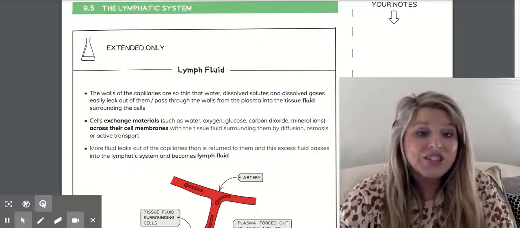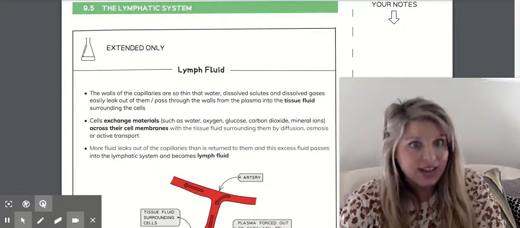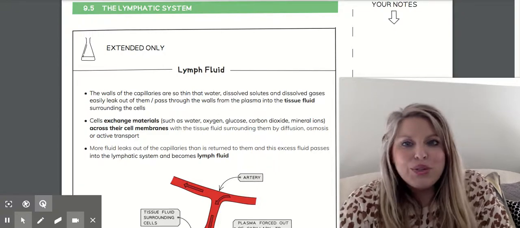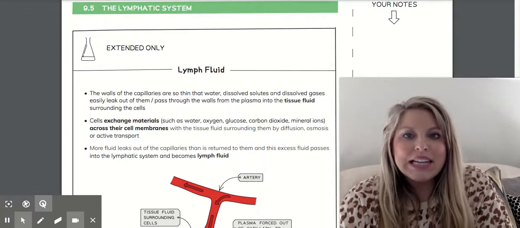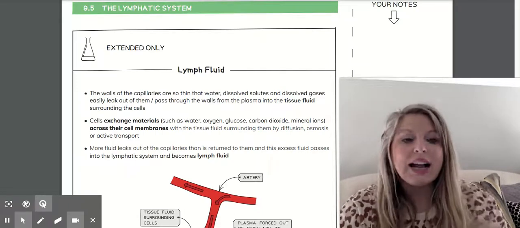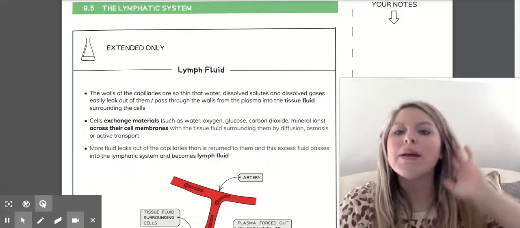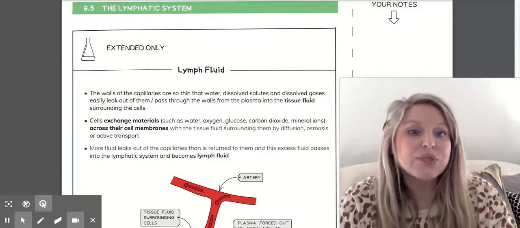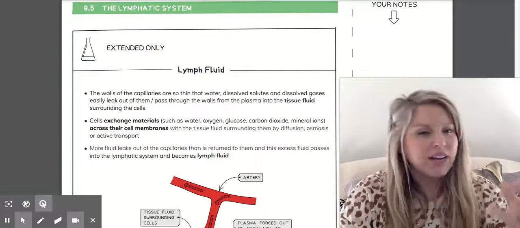All right, y'all, last section of this unit, 9.6, the lymphatic system. Pretty short, and really all we're going to talk about is lymph fluid, where it's found and what it does and how this works with your circulatory system. Now, when we talked about capillaries, we talked about those being one cell thick and very leaky.